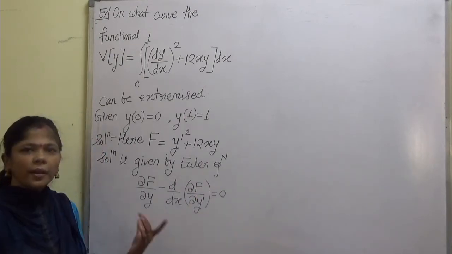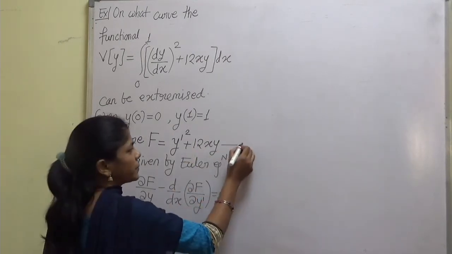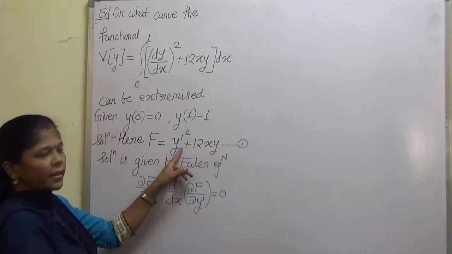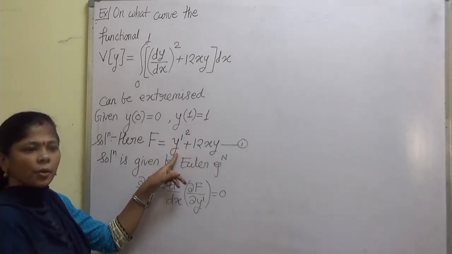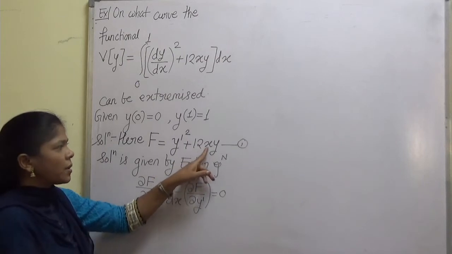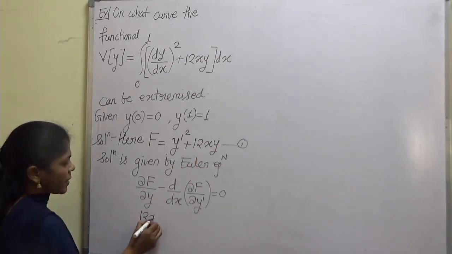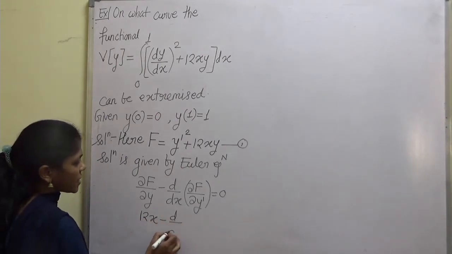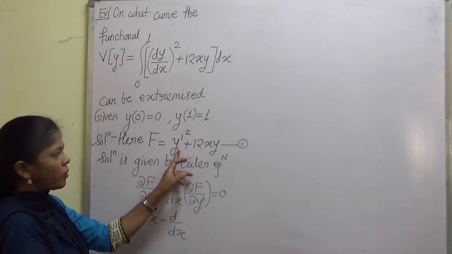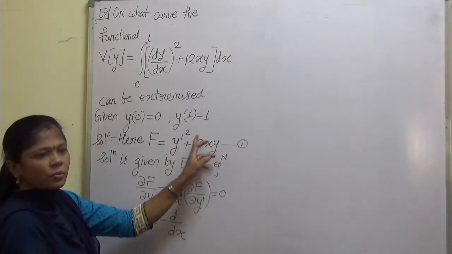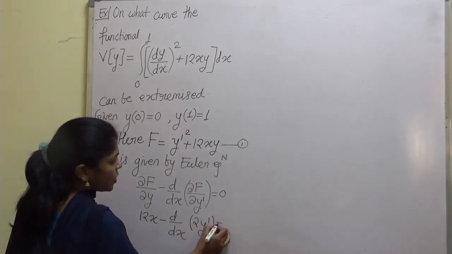If you wish, you can find the derivatives directly using this equation 1. Now what is del f by del y? The derivative of the first term is 0 because it is constant. Then 12x is a constant multiplier, and the derivative of y is 1. So del f by del y is 12x. Minus d by dx of del f by del y dash: the derivative with respect to y dash will be 2y dash, and the constant term has derivative 0. So only 2y dash.